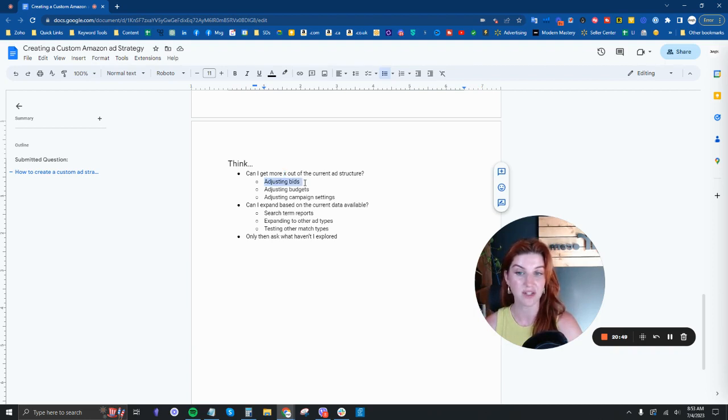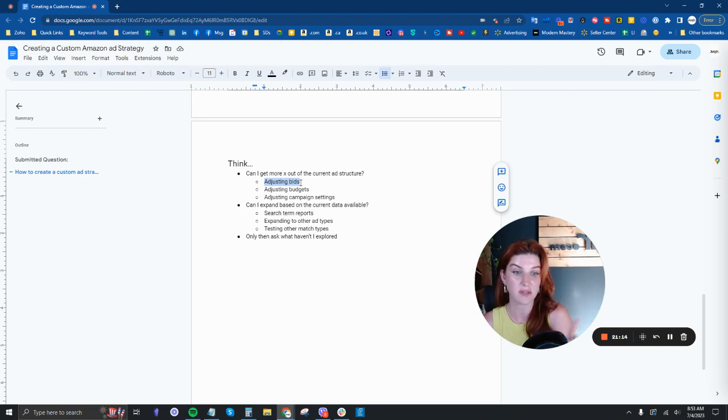So you want to look at adjusting bids, right? Do I have something that is running underneath my ACoS targets? It's driving a large amount of sales and it's helping with ranking, and I'm only on the bottom of page 1. Can I increase my bids and drive more sales here? That's a great question, and that's a very easy tweak. You can do it today. It's based on data. You're already looking at the performance, so you can do that.